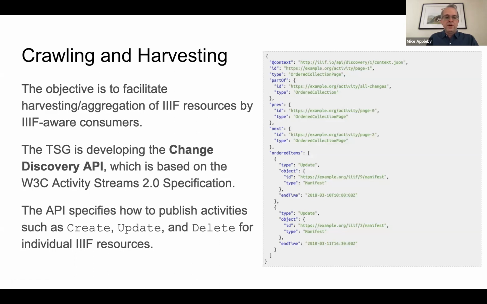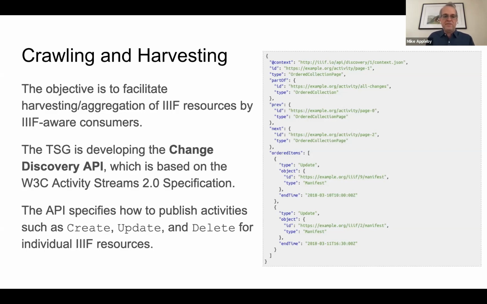The main focus of the work of the group has really been on crawling and harvesting so far. And the objective of this is to facilitate aggregation of IIIF resources by IIIF aware consumers. So this is not about how to get Google to find all your IIIF stuff. It's about how to get other institutions and entities that are aware of IIIF, give them a means of aggregating your IIIF content, finding your manifests and collections, essentially.